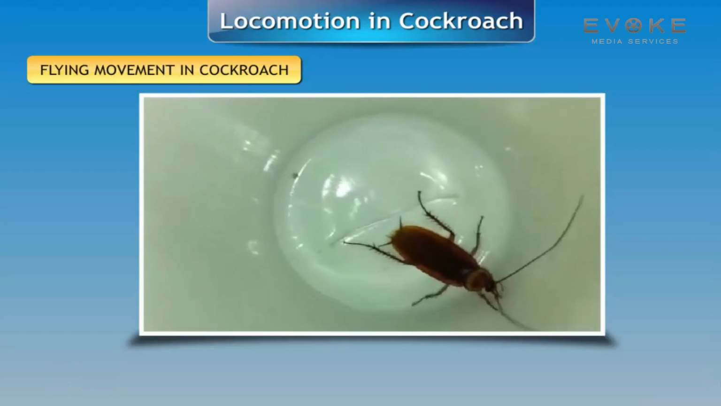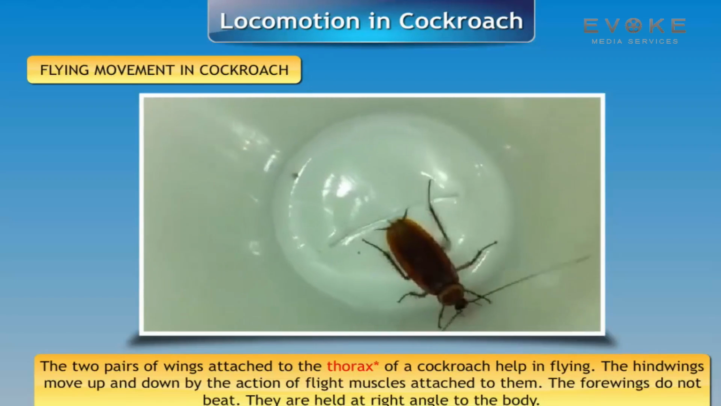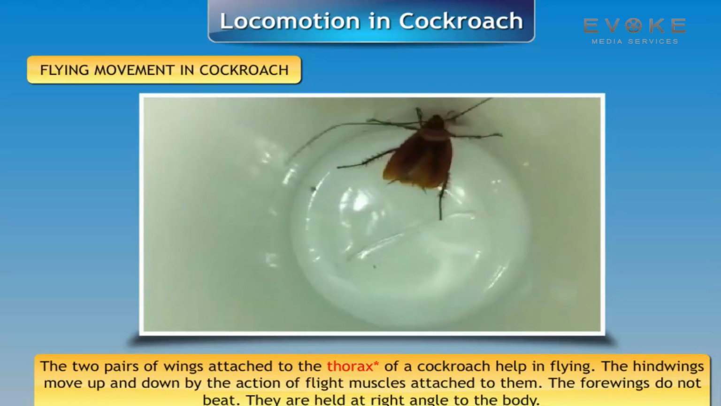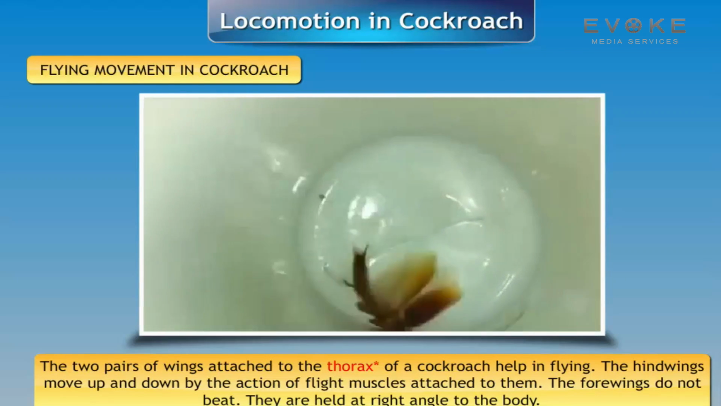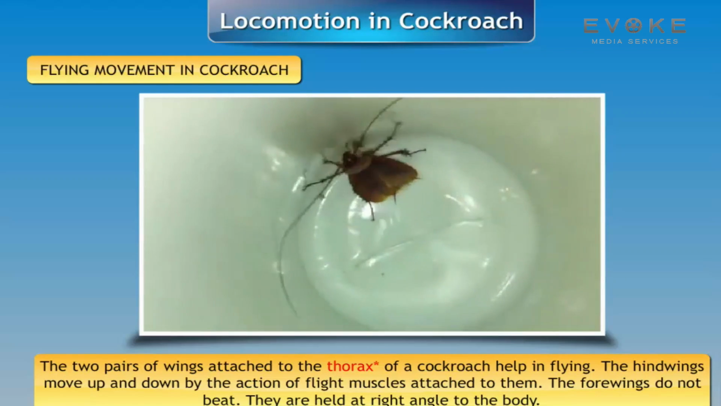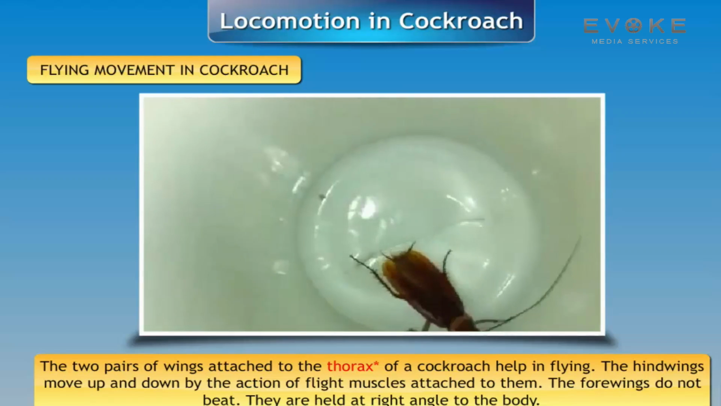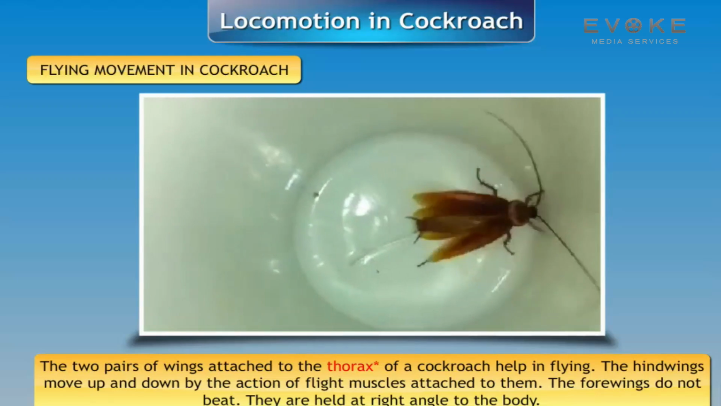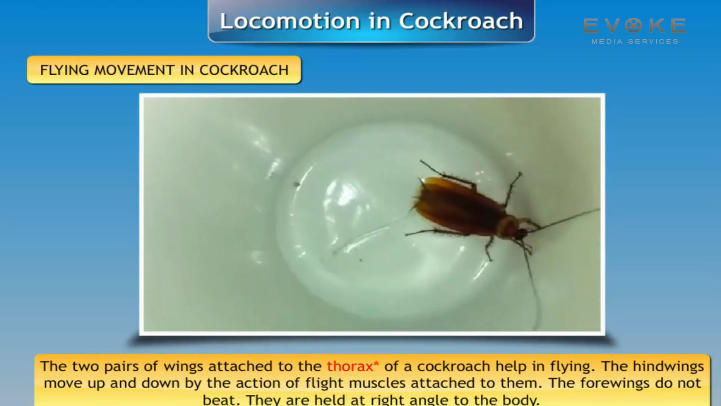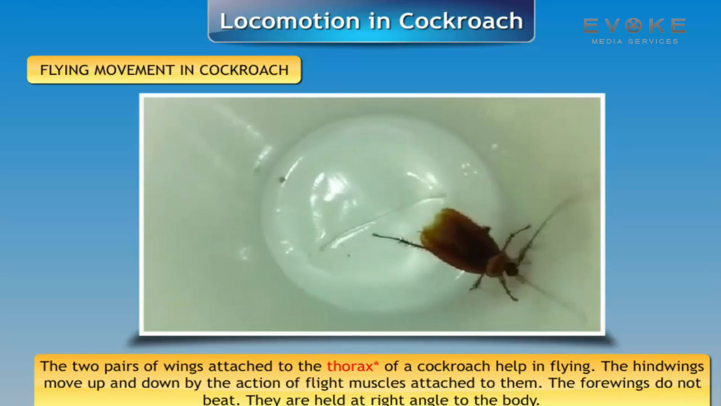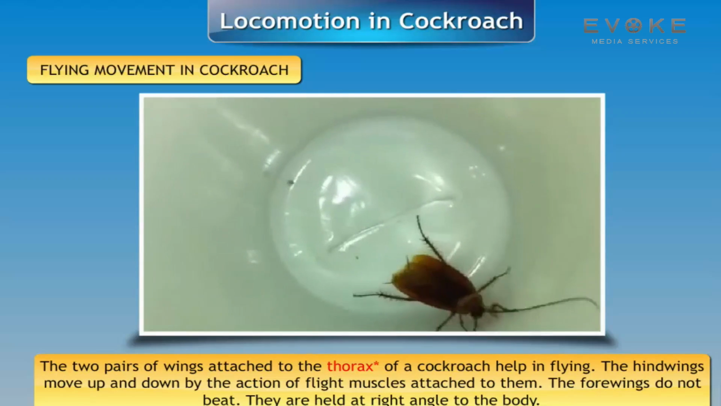Flying movement in cockroach. The 2 pairs of wings attached to the thorax of a cockroach help in flying. The hind wings move up and down by the action of flight muscles attached to them. The 4 wings do not beat. They are held at right angle to the body.